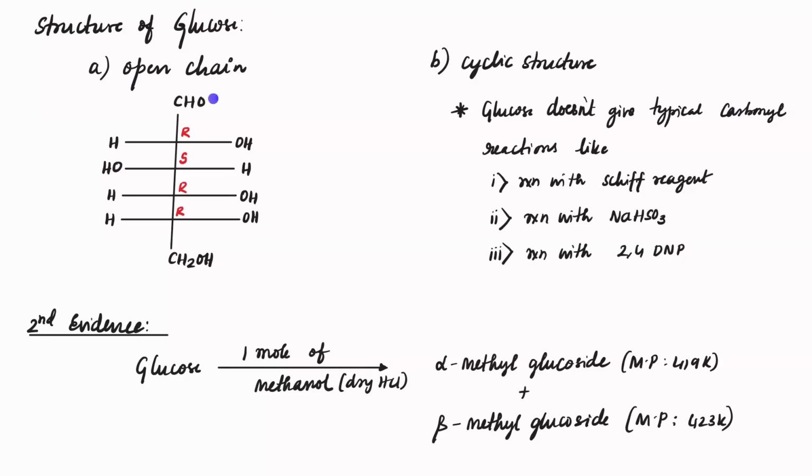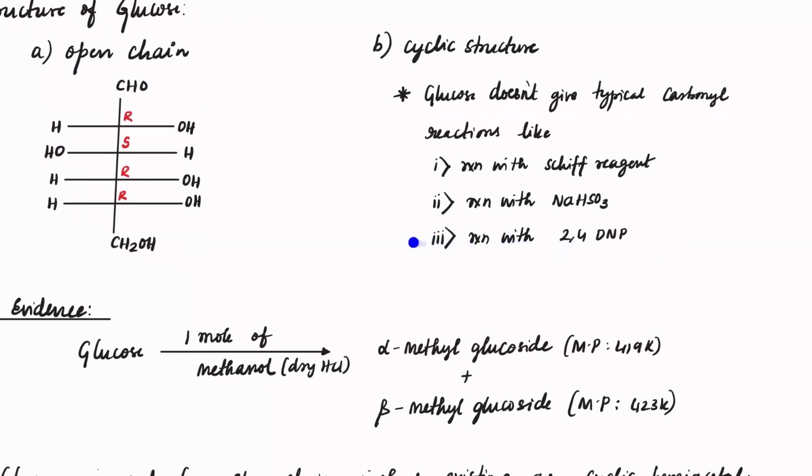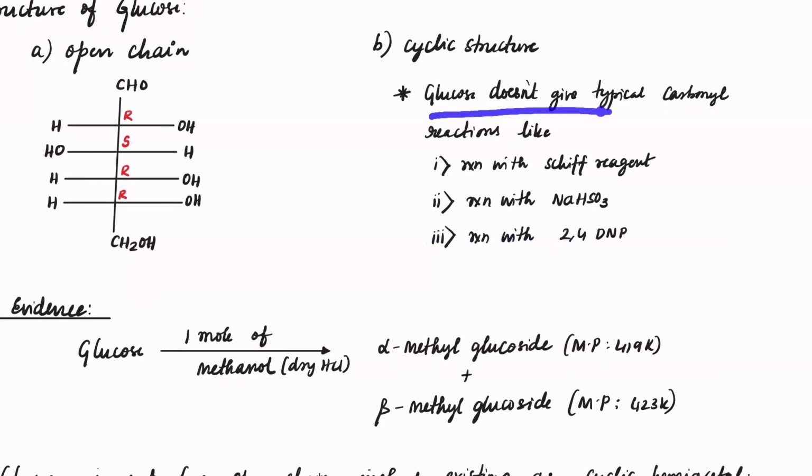First, let's understand what is open chain structure. Open chain is the one which we write as a Fischer projection. This is the Fischer projection when you have an open chain. In open chain, aldehyde form is available. Now, cyclic structure is the case where glucose typically does not show any carbonyl reactions.